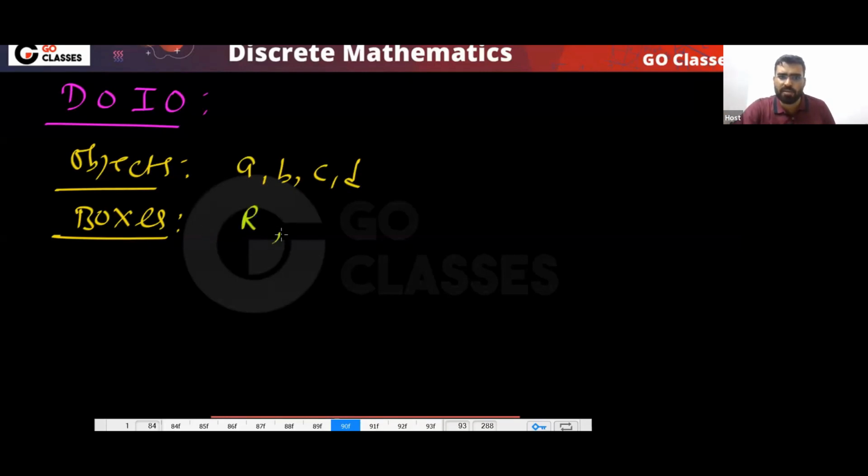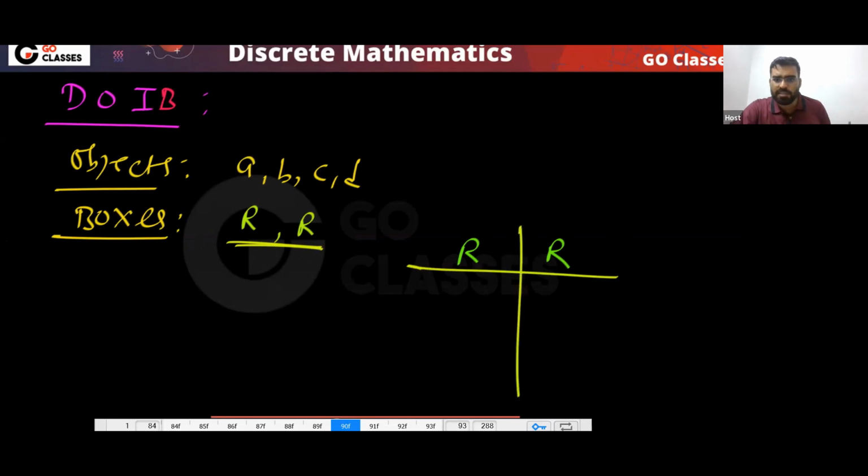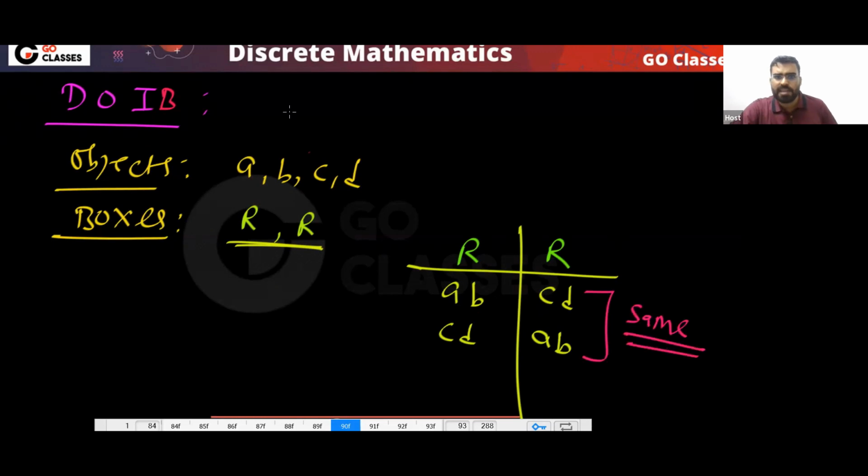Like room number 1, room number 2. So you have two rooms. Both are same. So in DOIB, your boxes are same. Because your boxes are same, you tell me, are these two things same or different? You put AB here, CD here, you put CD here, AB here. Are these two things same or different? These are same, right?